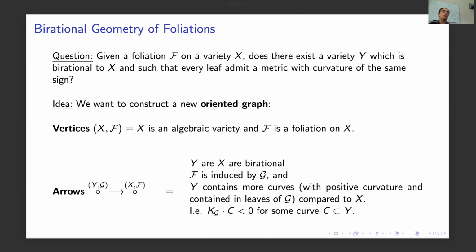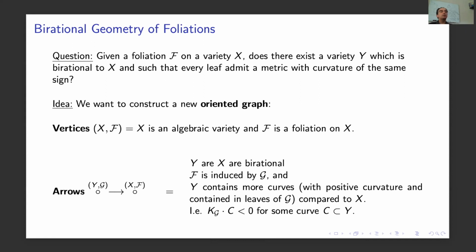First of all, we fix two pairs, (Y, G) and (X, F), where G is a foliation on Y and F is a foliation on X. Y and X we assume to be birational, and F is the foliation induced by G, or vice versa. And the idea, although this is very vague, is that Y should contain more curves of positive curvature which are also contained inside leaves of G, compared to X. So in other words, we're getting rid of curves which have negative canonical degree with respect to G.